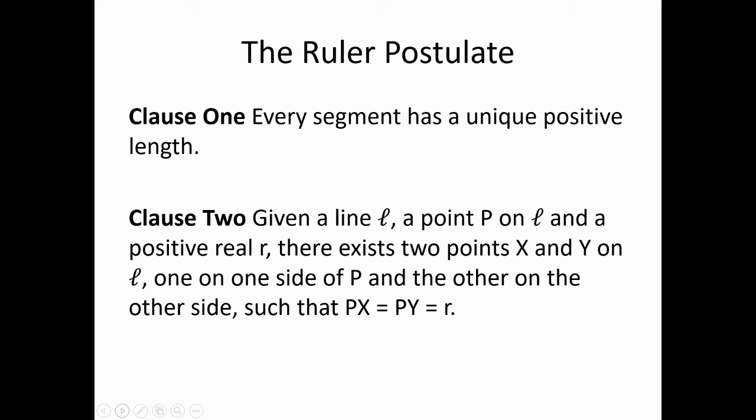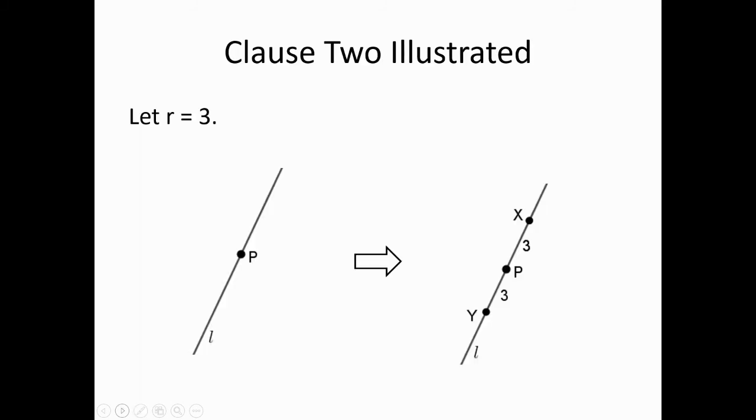I'll show you a picture in just a moment, but really once you understand the idea, I think you'll find it fairly simple. What it really says is that if you've got a line and a point on the line, and you want to carve off segments of some particular length, you can do that. You can carve one segment from your line on one side of your point, and you can carve another segment of that same length on the other side of your point. So let us see a diagram to illustrate this idea.